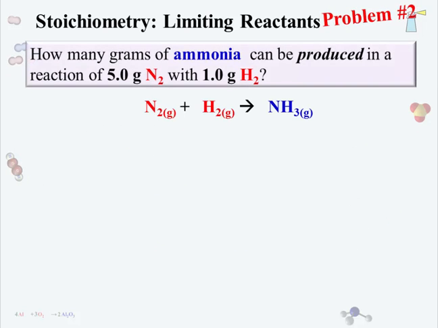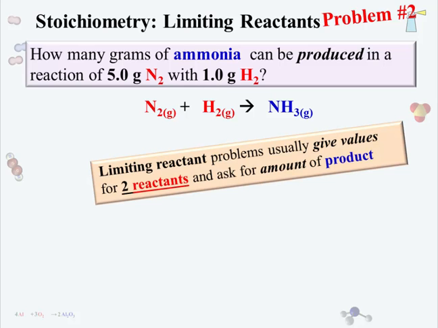The second problem asks how many grams of ammonia could be produced in a reaction of 5.0 grams of nitrogen with 1.0 grams of hydrogen. This is a limiting reactant problem because it gives values for 2 reactants and asks for the amount of product. The expectation is that one of the reactants is limiting.